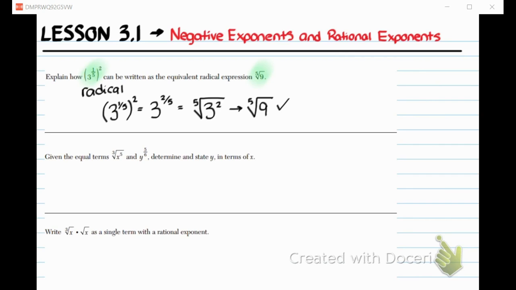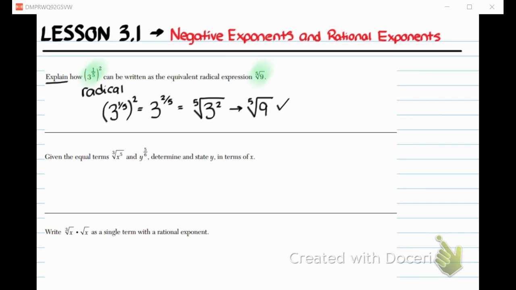This one, it says explain. If they say explain, you would have to actually write a sentence about how you did your work. So you would explain, I used the power rule. I simplified it to an exponent of 2 over 5. And then I converted it into radical form. And I figured out that 3 squared was 9, which gave me the 5th root of 9.